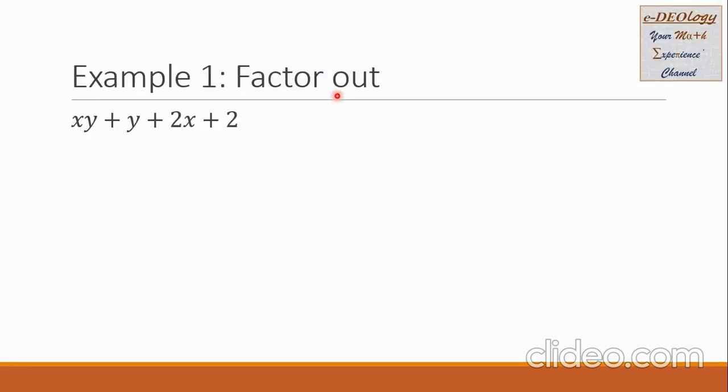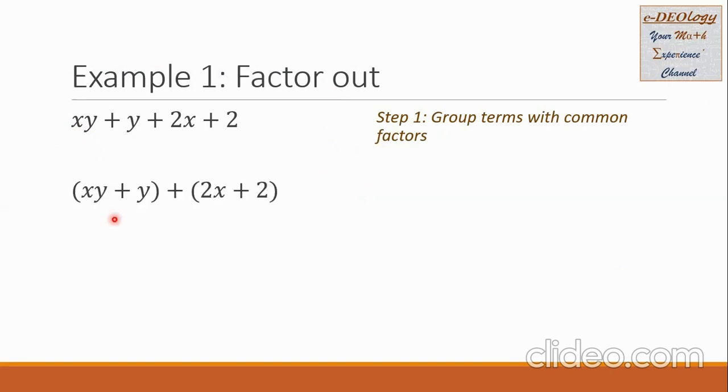Let us have example 1. Let's factor these 4 terms: xy plus y plus 2x plus 2. In step 1, we're going to group terms with common factors. So I'm going to group the first 2 terms, xy plus y, and the last 2 terms, 2x plus 2.